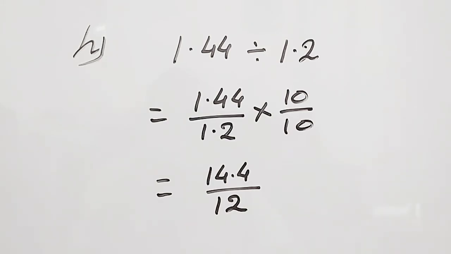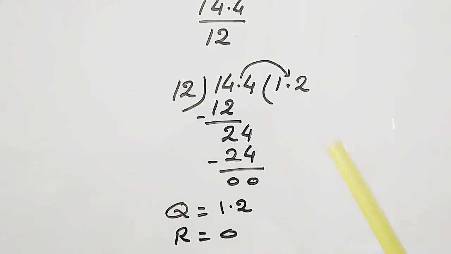Question number H. 1.44 divided by 1.2. Write it in the form of fraction. So write dividend in the numerator and divisor 1.2 in the denominator. Because in the denominator there is one digit after decimal, multiply numerator and denominator by 10 to remove the decimal from denominator. It gives 14.4 divided by 12.